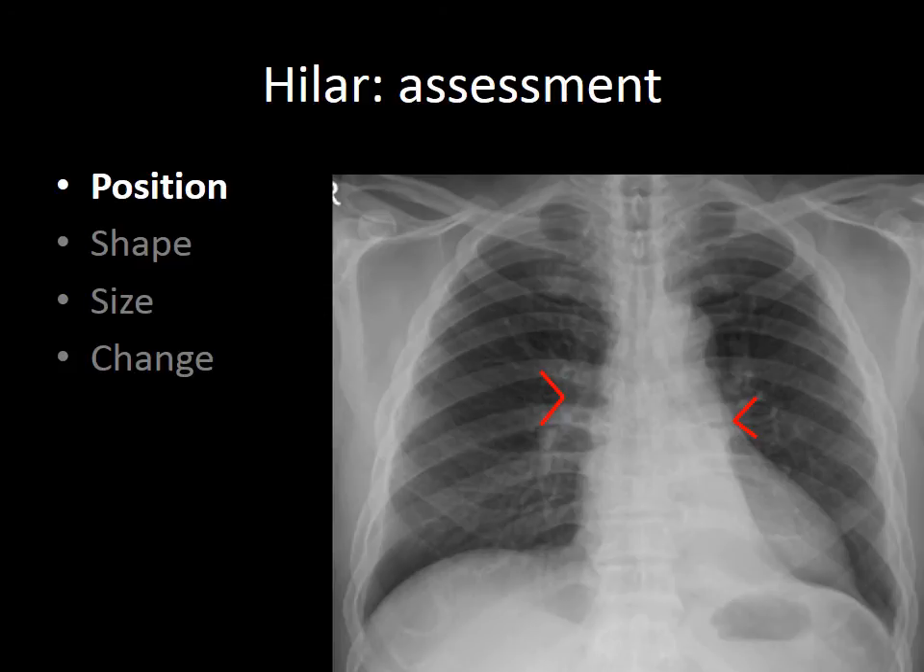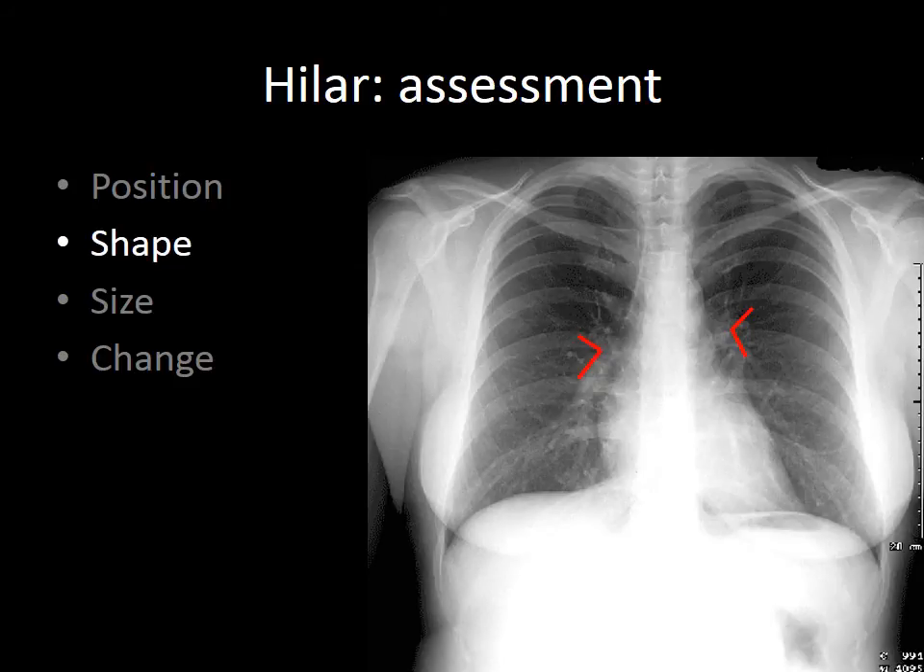If the left hilum is lower than the right hilum, then associated pathology should be suspected. For example, the left hilum in this chest X-ray is lower than the right. This is a case of left lower lobe collapse with inferior displacement of the left hilum.